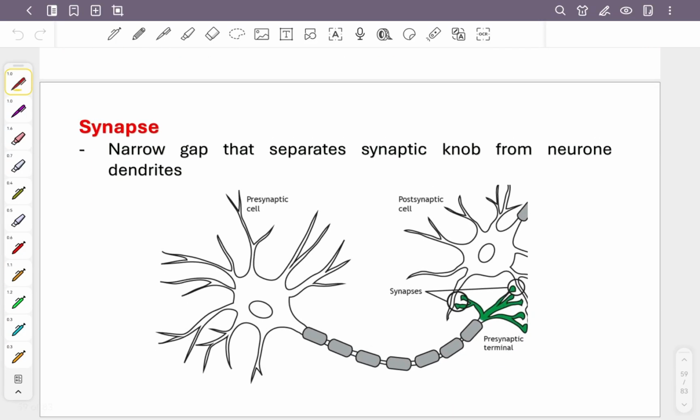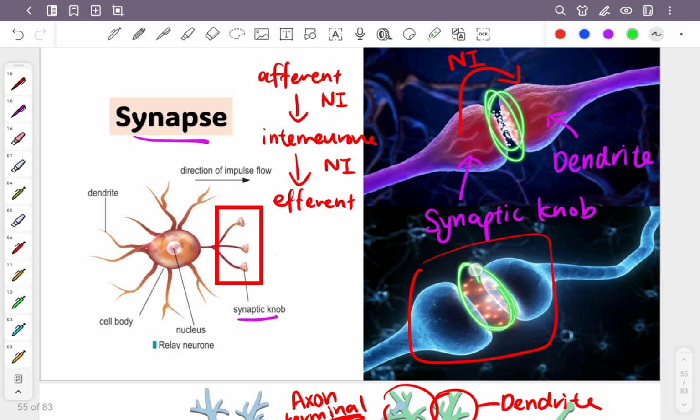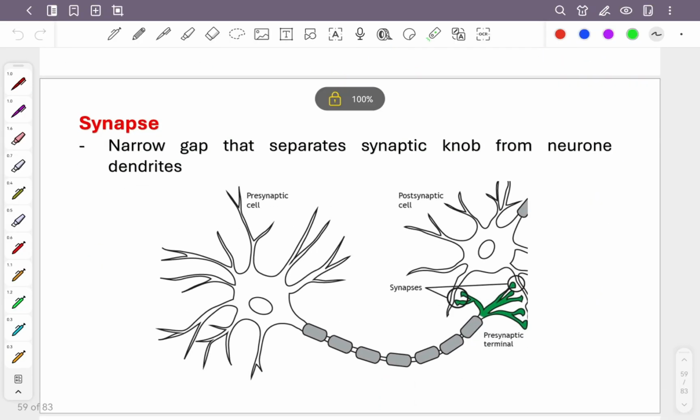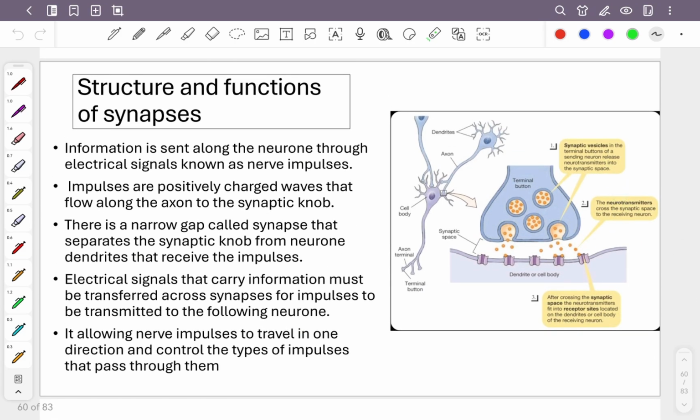So now, the synapse is the narrow gap that separates the synaptic node from the neuron dendrites. Just now when I enlarged it, you could also see a gap, correct? They are not directly touching each other. You can see the small gap here. This little gap, we call it the synapse, okay? The narrow gap that separates the synaptic node and the neuron dendrite. Understand? Now, structure and function of the synapse.